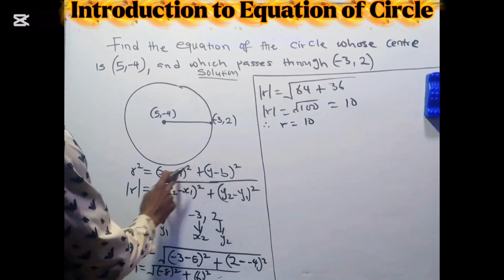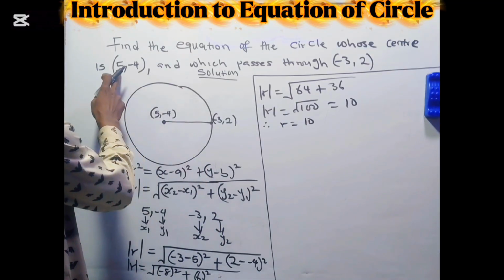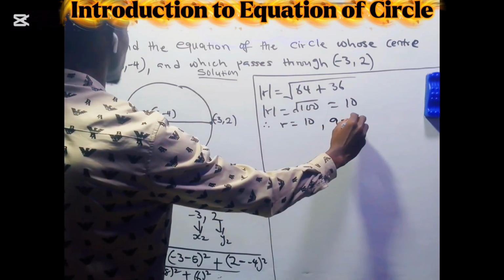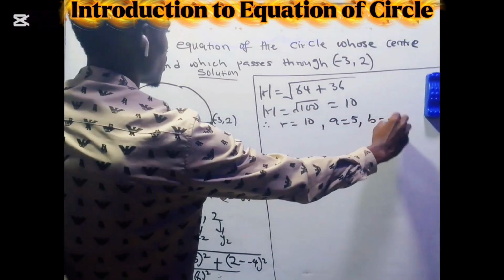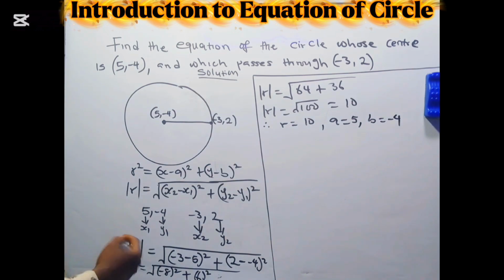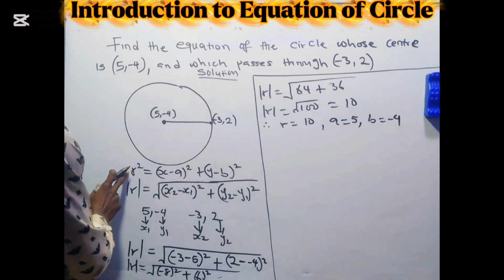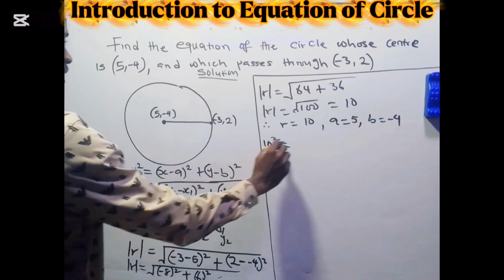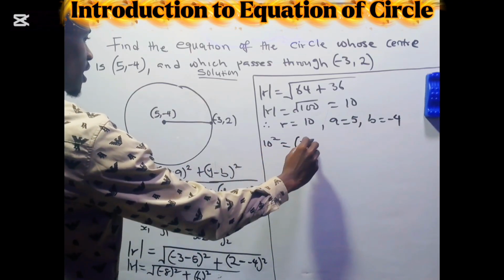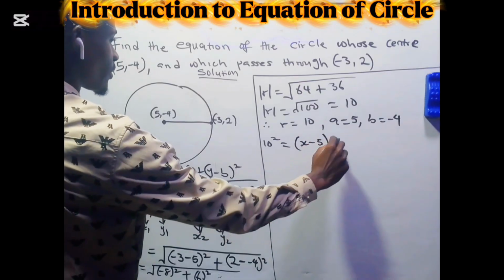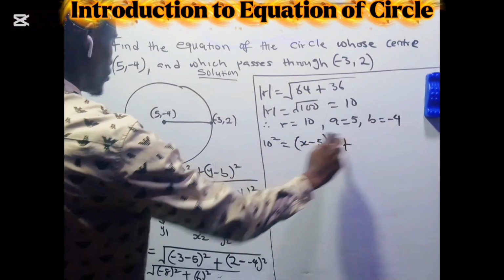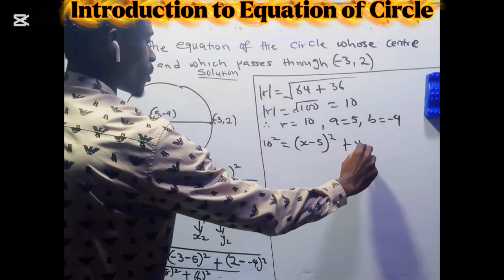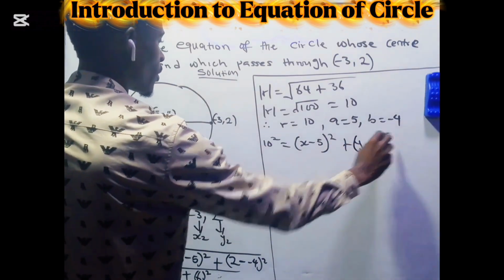Now, a and b, which is from the center, is 5 and minus 4. a is 5, b is minus 4. Therefore, using our equation, r squared, which is 10 squared, equals (x minus a, which is x minus 5) squared plus (y minus b, which is y minus minus 4) squared.